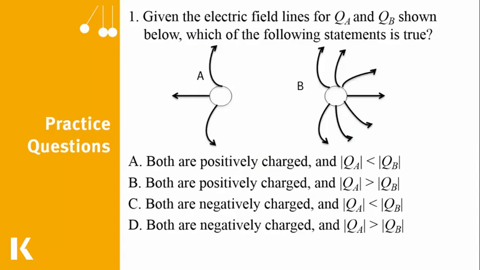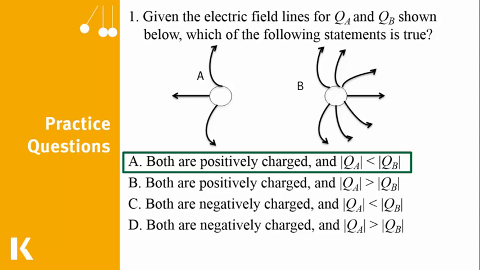In this first question, we're asked to analyze the electric field lines for two source charges. Take a second and pick an answer. The answer is A. If you remember our conventions, field lines point away from positive source charges, and the density of field lines tells us how strong the electric field is at that point. Both QA and QB have field lines pointing away from them, so they're both positive, and QB has more field lines around it, so its magnitude is greater.